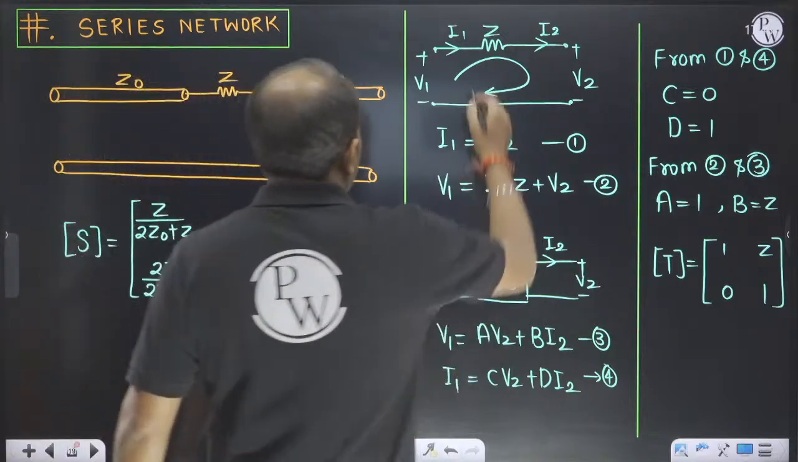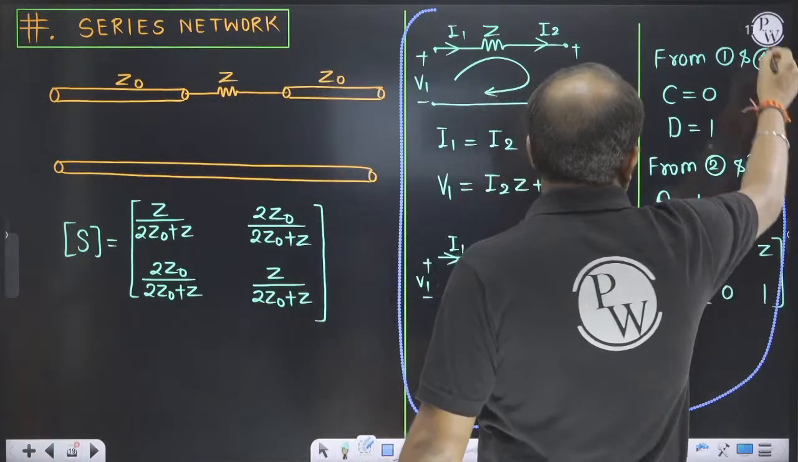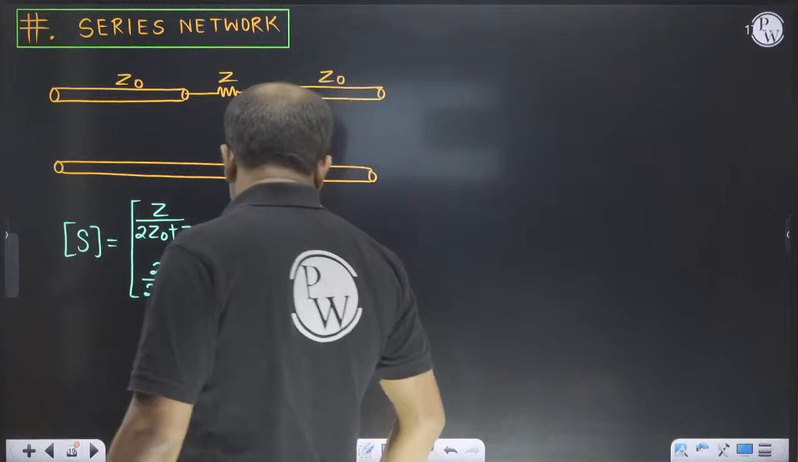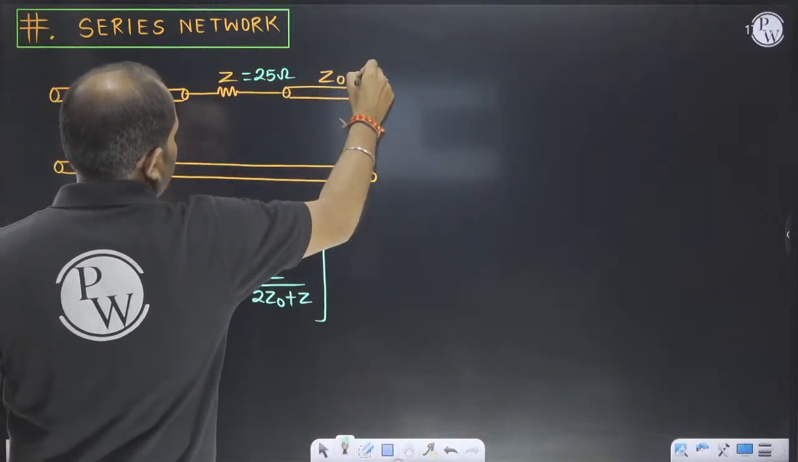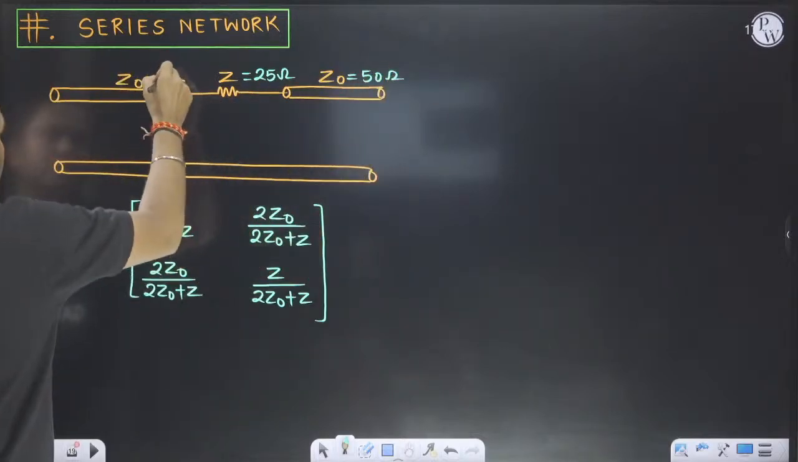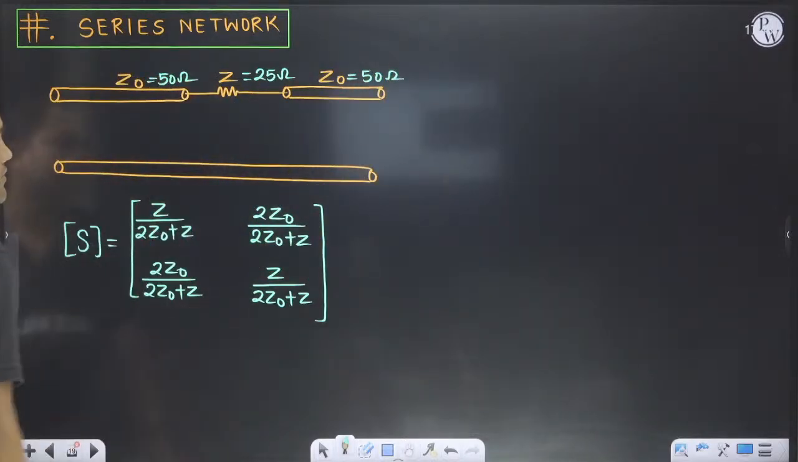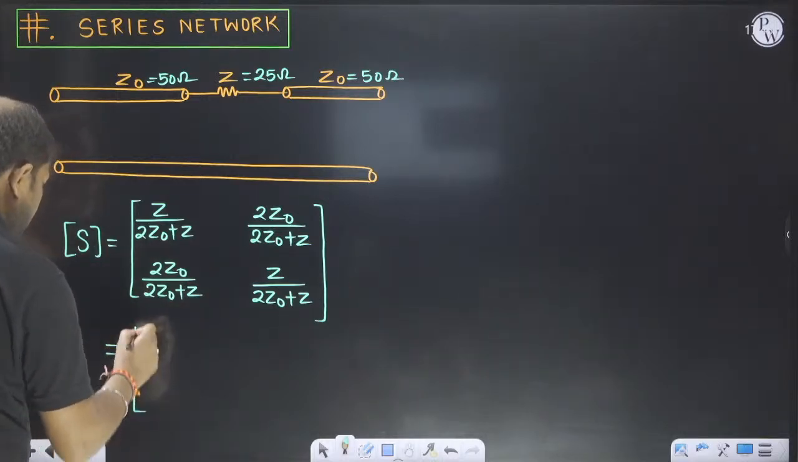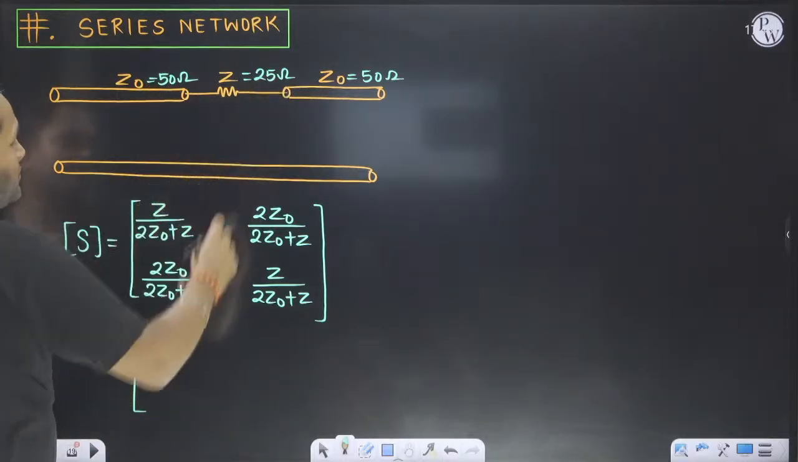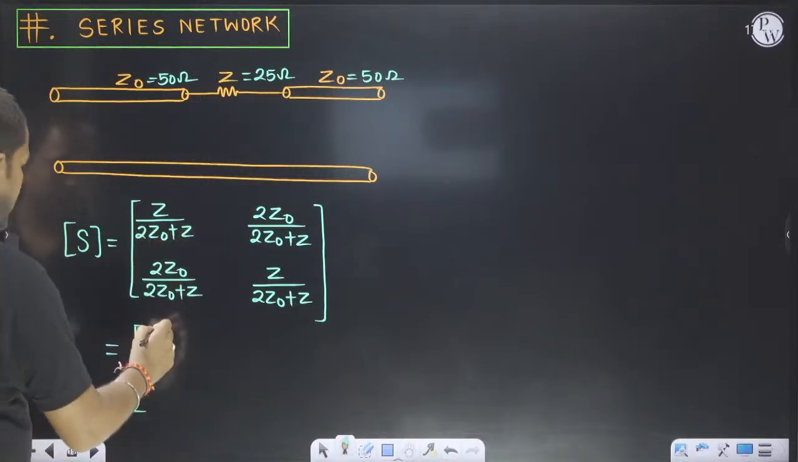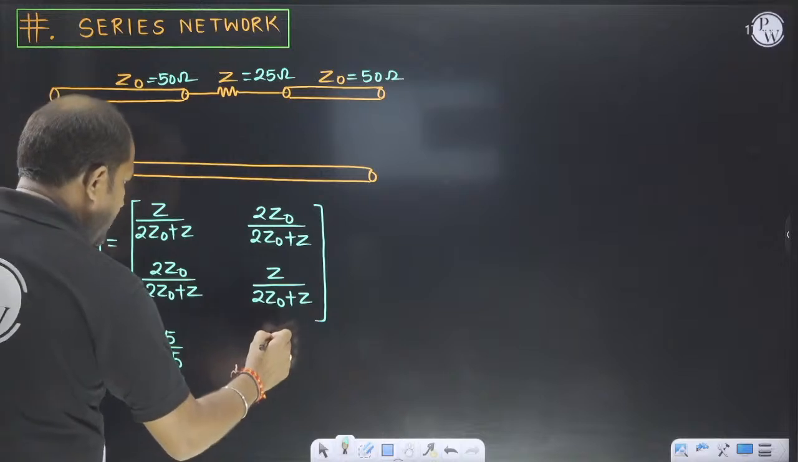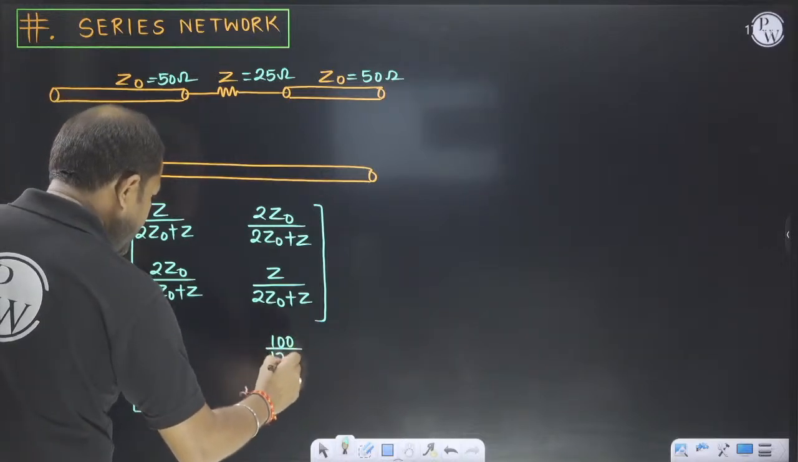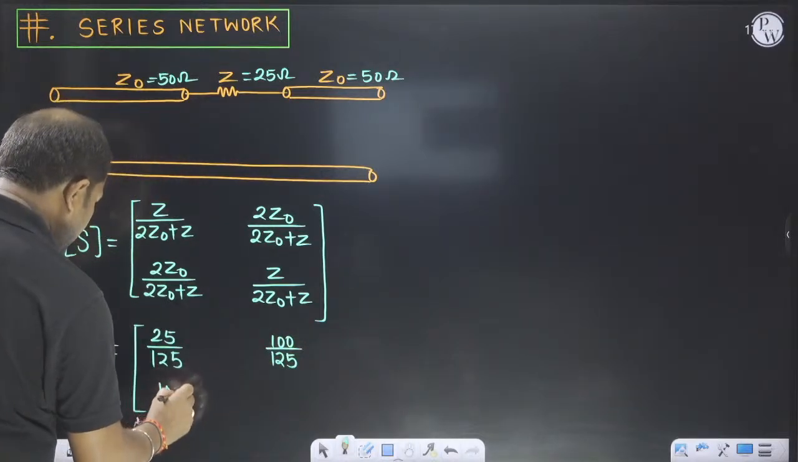I will take the values and then I will try to find out the S parameter. They will give this one as 25 ohm, this one as 25 ohm, Z0 as 50 ohm, Z0 as 50 ohm. Then you have to find out only the S parameter. So 25 divided by 50 plus 25, so 25 by 75, 125. This one is 100 by 125.